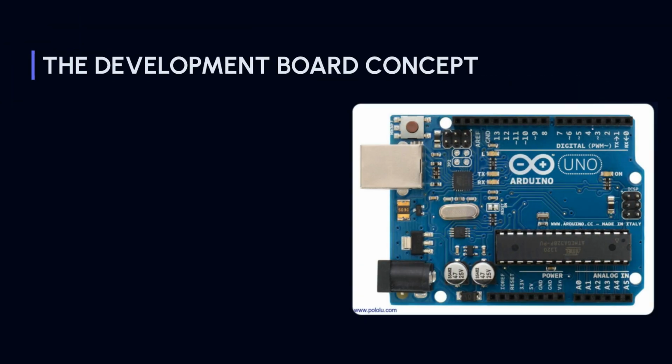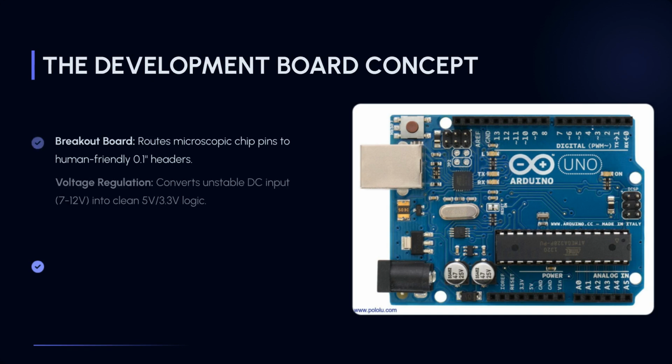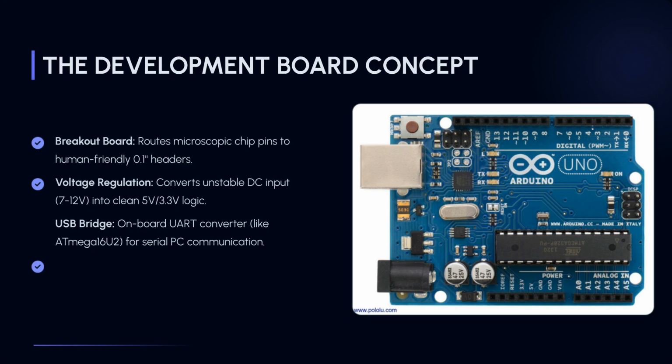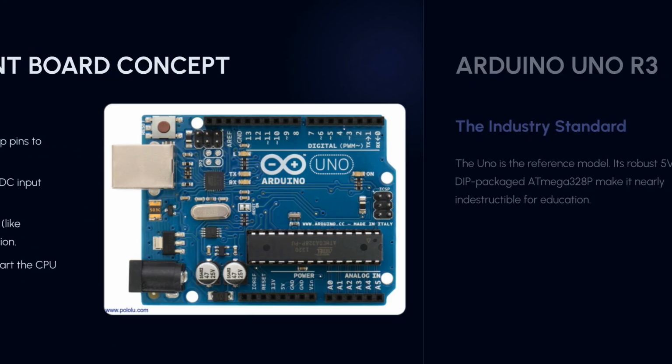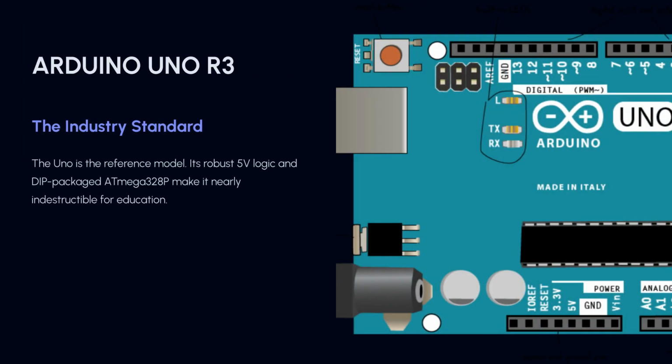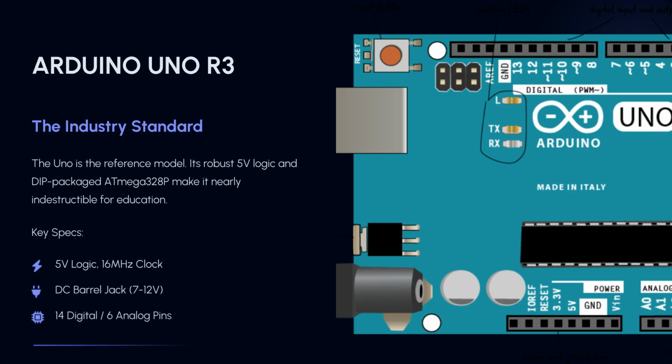The development board concept encompasses essential components like the breakout board for pin routing, voltage regulation for stable power, a USB bridge for serial communication, and reset circuitry to control CPU execution. The Arduino Uno R3 is the industry standard. Key specifications include 5 volts logic, a 16 MHz clock, and a DC barrel jack for power. It features 14 digital and 6 analog pins.